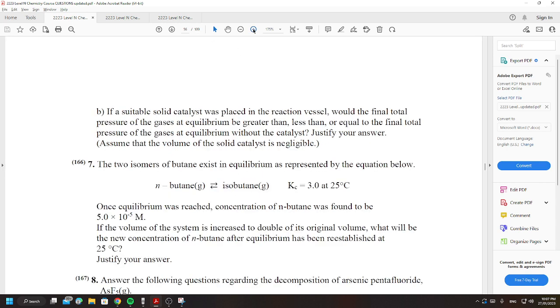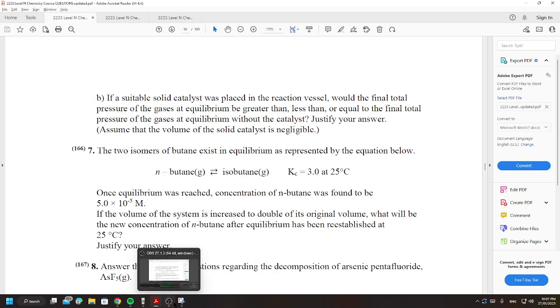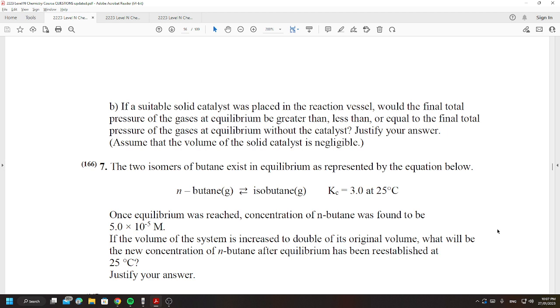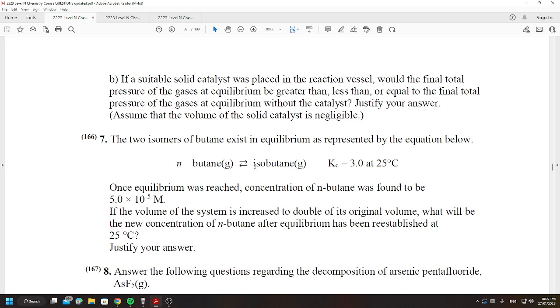Okay. The two isomers of butane exist in equilibrium as represented by the equation below. So n-butane gas gives isobutane gas, where Kc, what's Kc? Oh, Kc, so just K concentration.